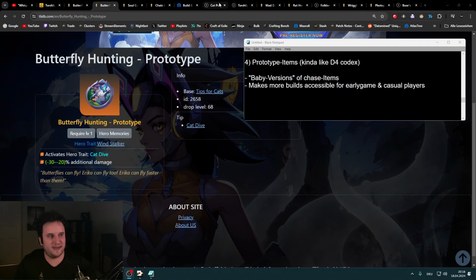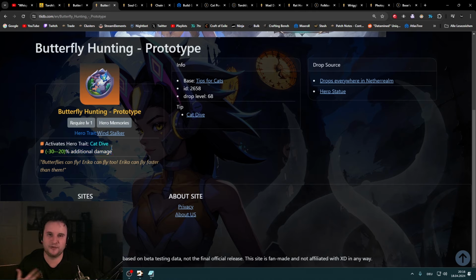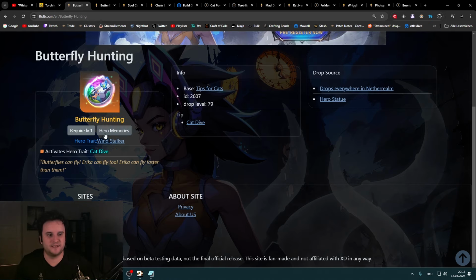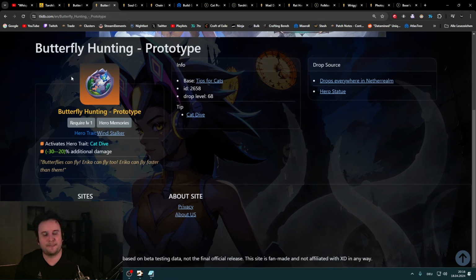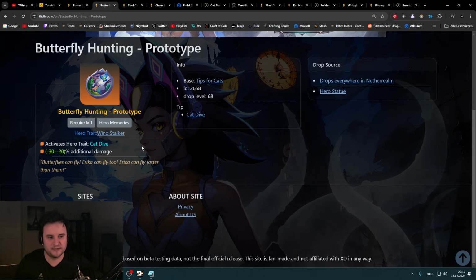And what they did instead is they made these baby versions of chase items. A big thing here, for example, is Cat Dive, the butterfly hunting hero memory. This one has a baby version that has as a downside 30 to 20% less damage depending on your role. And that will get you there, right? You can kind of buy this one first. It's also going to be a lot more common. And whenever you're ready to upgrade and you have the currency to upgrade, then you will have no downside. This is just an example. There's obviously a lot of these chase items sitting around. It will make it a lot easier, for example, for casual players who would never get to butterfly hunting to actually play all of these interesting builds. And for people who want a smooth progression, they can just farm it later.